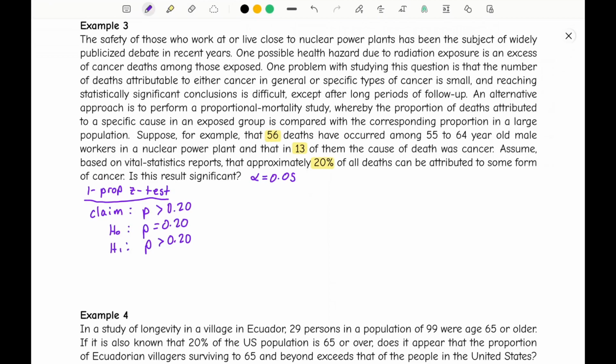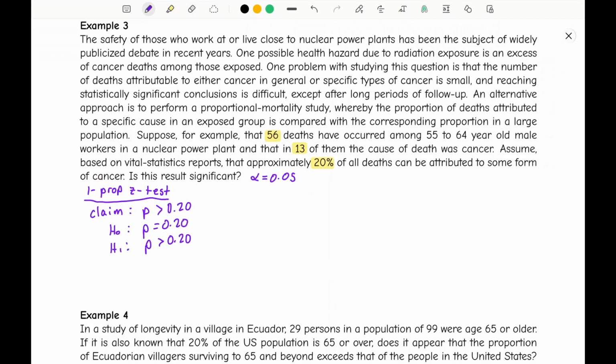It didn't say a simple random sample, but we can assume that one. Does it meet the binomial conditions? Well, they either died from cancer or they didn't. There's a fixed number of trials. People are independent, and the probability of success will remain the same. So we meet the binomial conditions. And then last but not least, are there at least 5 successes and 5 failures? Yes, there's 13 successes and 43 failures. So we can do the one prop z-test.